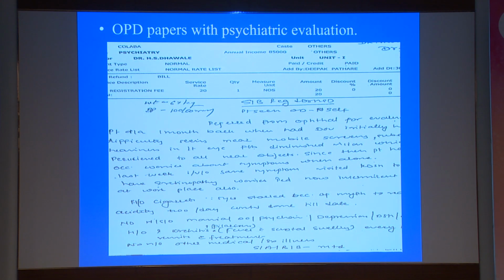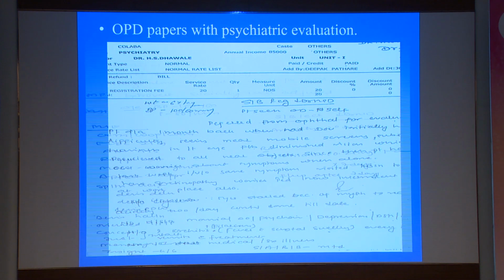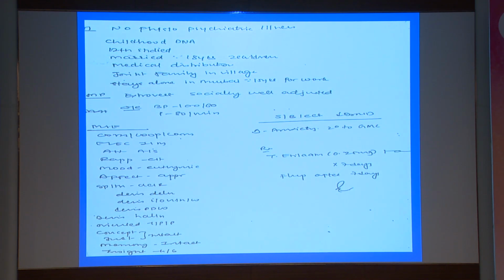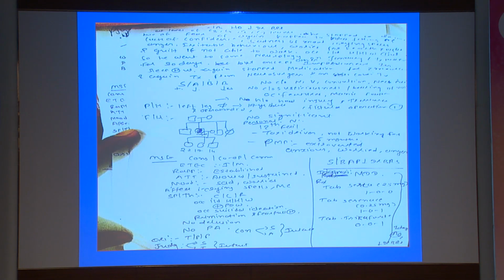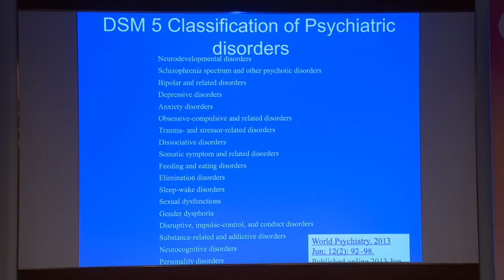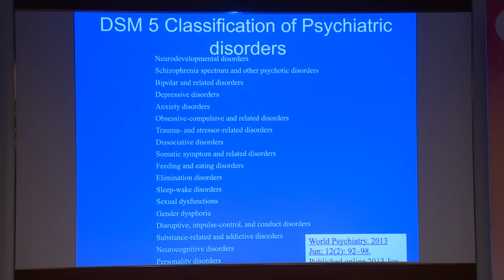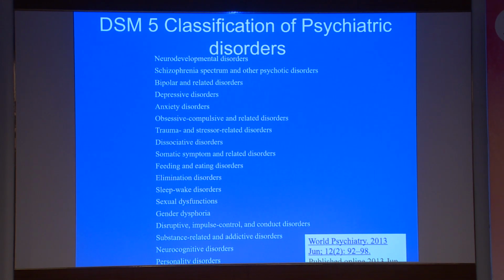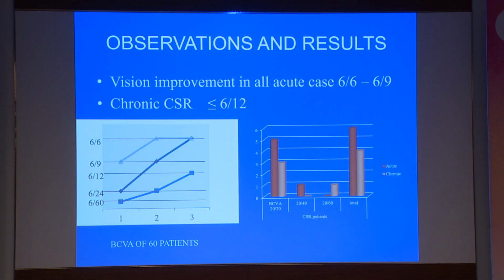This is how the psychiatric evaluation paper was. They were diagnosed either as major depressive disorders or anxiety disorders. And the patients received the treatment from the psychiatrist's point of view. And we just followed up these patients to see the resolution of the CSCR and vision improvement. So as per the DSM-5 classifications, we all will come into one of the categories, and we all will be psychotics. That's how intensive the classification is.